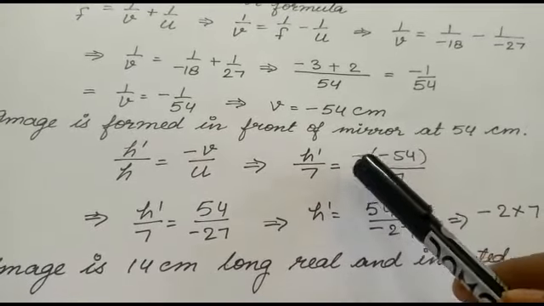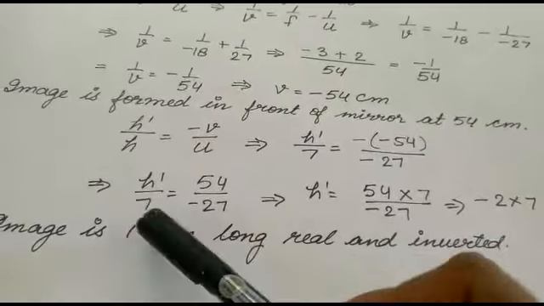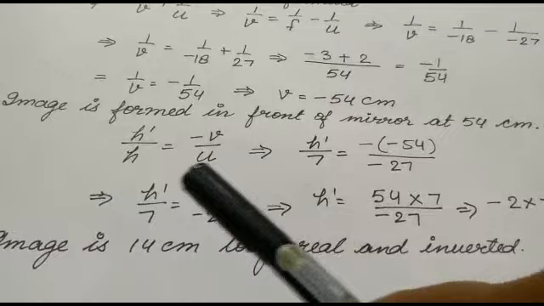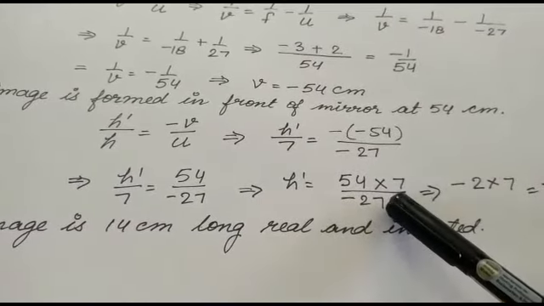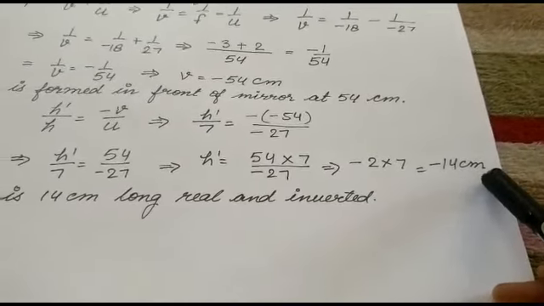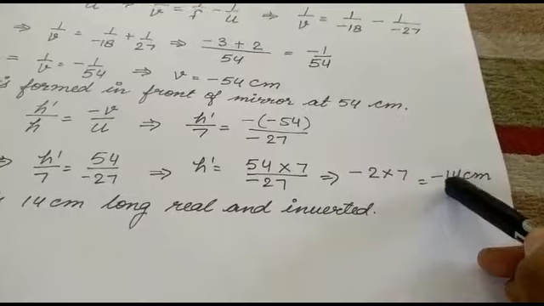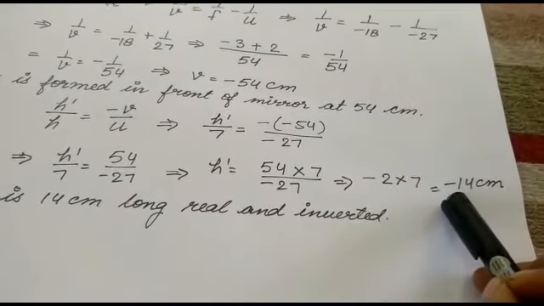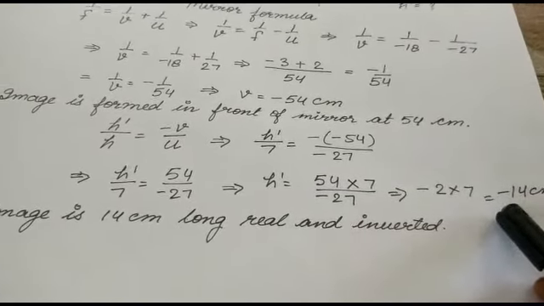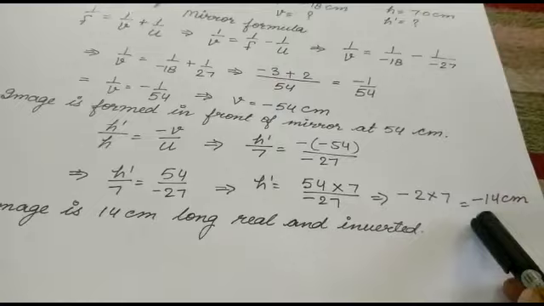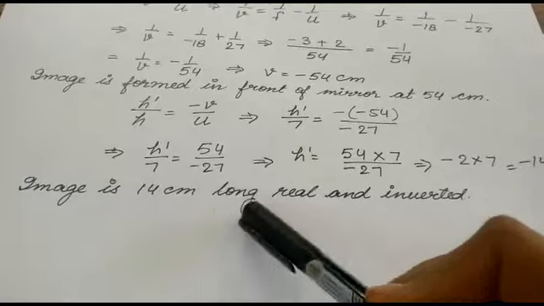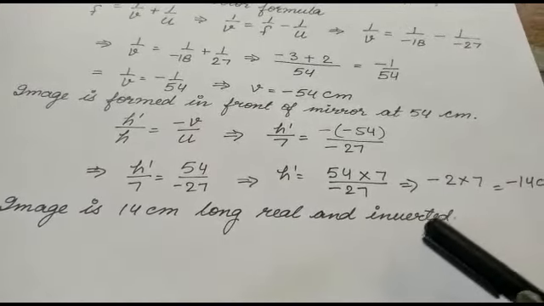From minus we can strike off minus. So what we get is h dash upon 7 equals 54 upon 27 in minus. h dash equals 54 into 7 upon minus 27. When we solve it, we will get minus 14 centimeter. This minus sign shows that the image is inverted. The minus sign resembles that the image is inverted, and inverted images are always real. So what we can get from the answer is that the image is 14 centimeter long and it is real and inverted.